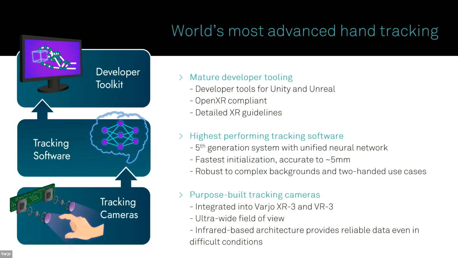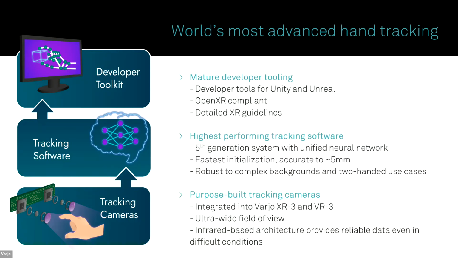So essentially, it's three components. Let's start from the hardware. We're integrated into Varjo's headsets, the XR3 and the VR3. And as Varjo mentioned earlier, you've got that ultra-wide field of view, 115 degrees. The sensors within that are based on infrared technology, which essentially just means that from the camera view, we can get reliable hand data, even in difficult situations.